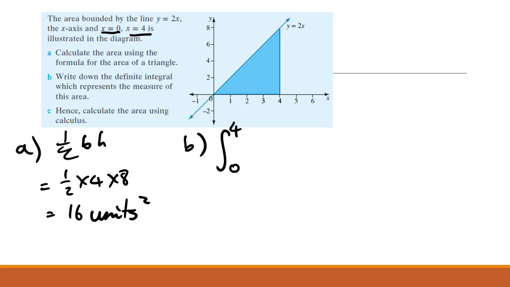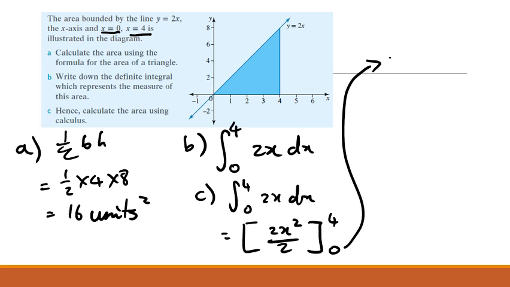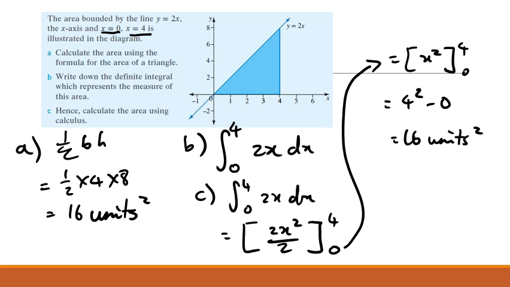Then, what's our function? 2x. There you go. We've written down the definite integral. Then, hence, calculate the area. Integrate it. So x squared over 2, 4 and 0, running out of space. Sub in 4 and sub in a 0, so 4 squared minus 0 gives you 16 units squared. So there you go, it works.